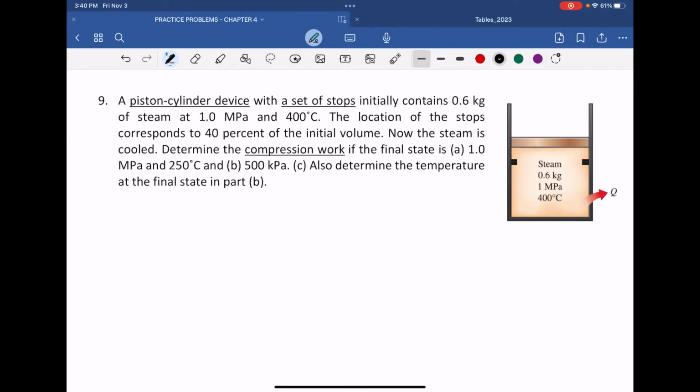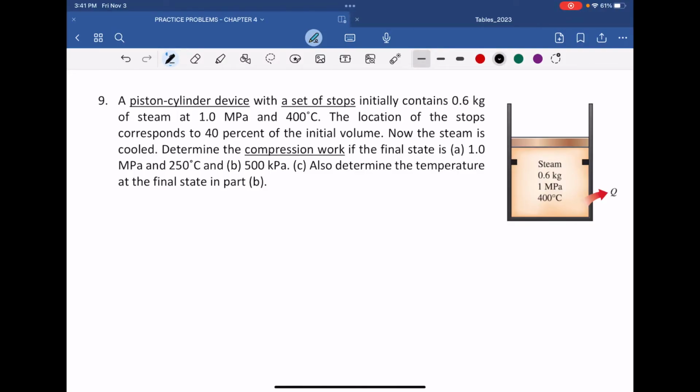So we need to remember the problems we have learned when we have a pair of stops. How do we deal with those problems? Here it's talking about a boundary work, and a compression work in this case. They are telling us it was 1 megapascal, 400 degrees Celsius. Then at the second state, it is 1 megapascal and 250 degrees Celsius. So at a constant pressure process, there's a compression. To figure out that compression, we need to write the boundary work equation, which is PdV, and then calculate it from there, assuming this is a constant pressure process.